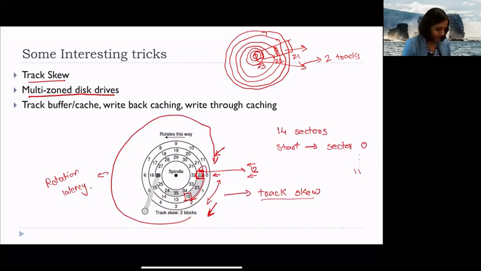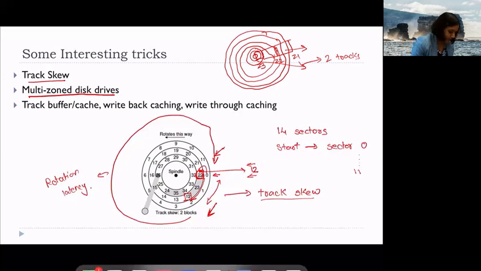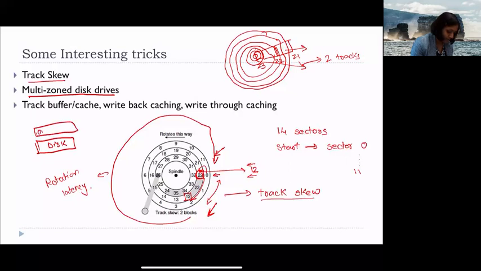Third, and another important idea, is something called track buffer or cache. It is also called write-back caching or write-through caching. Now, this is the concept of having some memory on the disk. Let's say that we have our disk, and we have some on-chip memory. It's different from the system memory. Please remember that: on-chip memory. And we have our CPU processes.